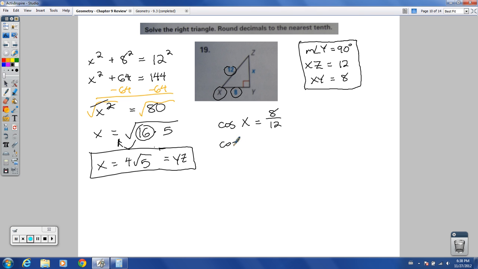I could simplify that fraction first before I do anything else. I could make that 2 over 3. And then from there, this is where we do that cosine inverse thing. So cosine inverse, cosine inverse, cosine and cosine inverse cancel with each other. And you have x is equal to the inverse cosine, or cosine inverse, of 2/3.